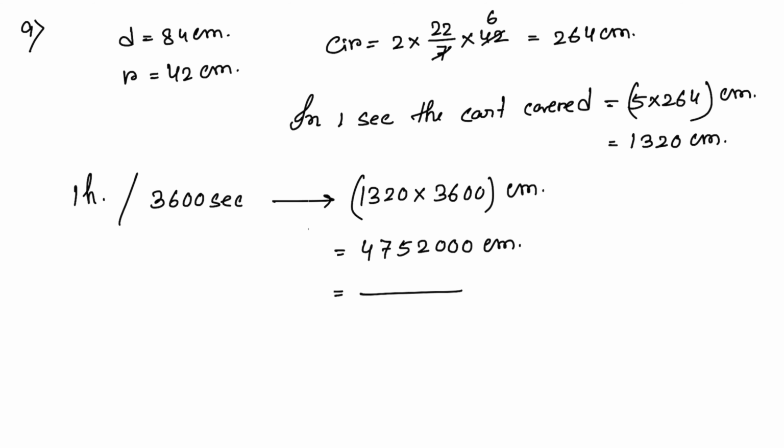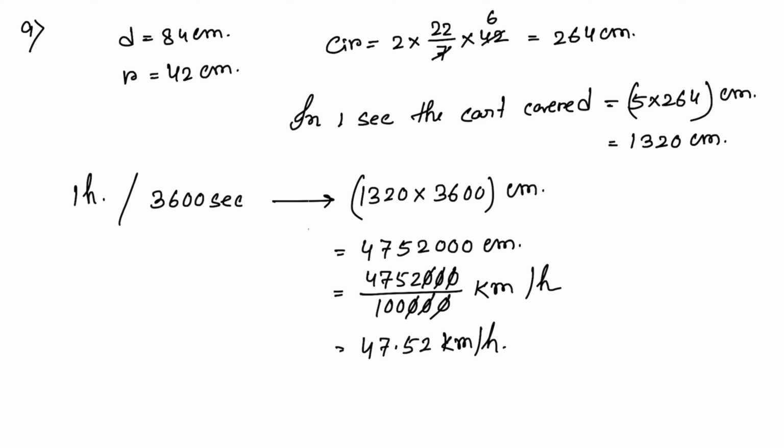Now for centimeter to kilometer, the order is kilometer, hectometer, decameter, meter, decimeter, centimeter. So if you divide 4752000 by 1 2 3 4 5, that is 100000, then it becomes kilometer per hour. The zeros cancel out. So 47.52 kilometer per hour as your answer. Give your answer correct to the nearest kilometer. So your answer is 48 kilometer.